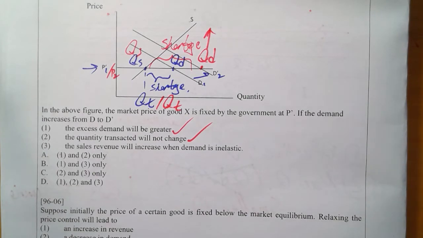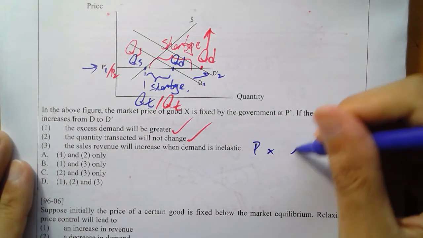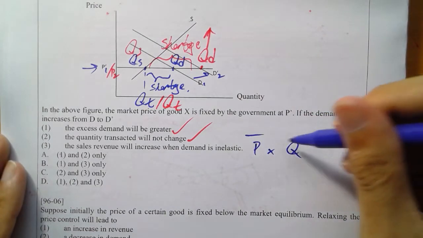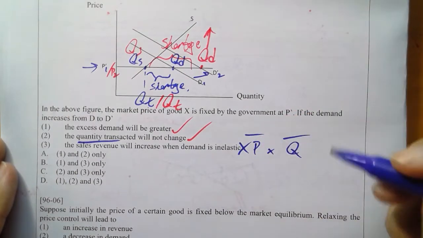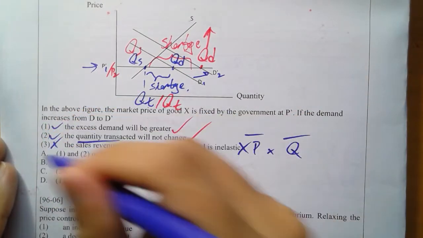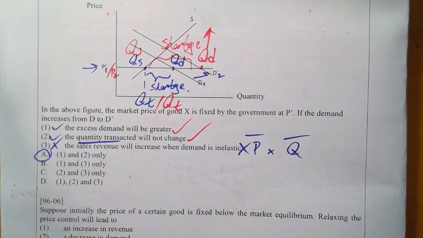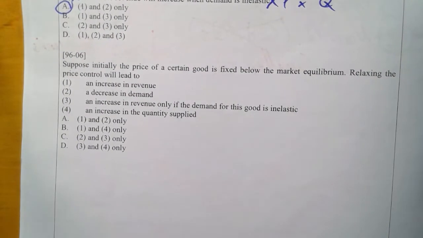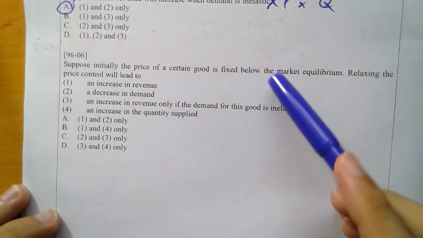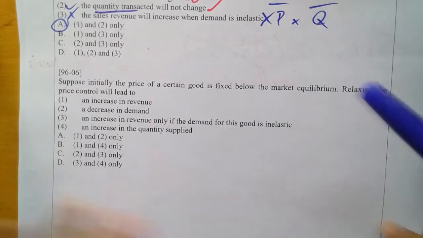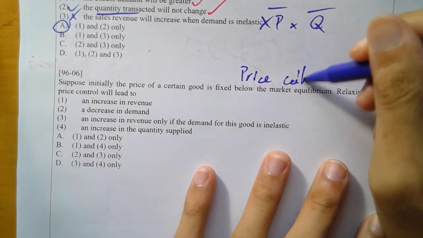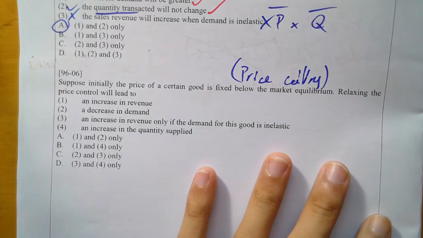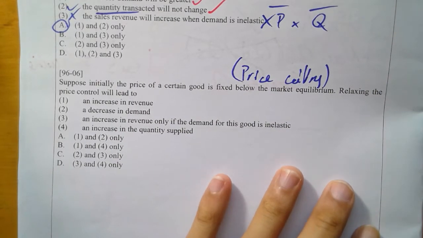Now think about it. Sales revenue, P times Q. P unchanged, Q also unchanged. So actually this guy will remain unchanged. So 1, 2 is the answer. Now moving on. Now suppose initially the price of a certain good is fixed below market equilibrium. Below, we remember, this is a price ceiling. Price ceiling. Okay.